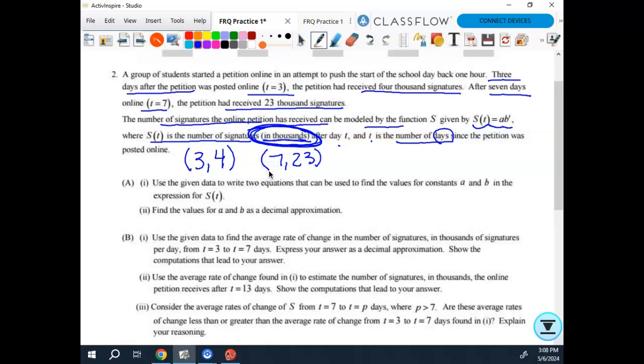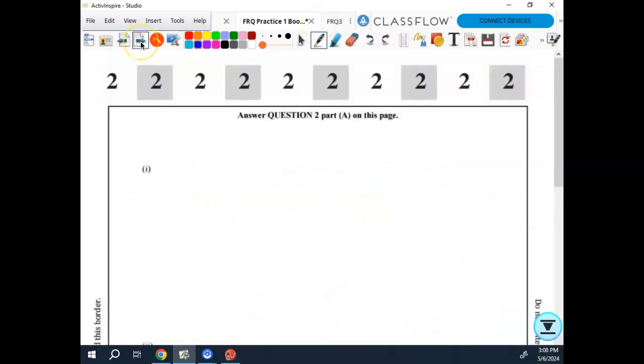The first part says use the given data to write. All we're doing is writing 2 equations that can be used to find the values for the constants A and B in the expression for S of T. Okay, so here we are.